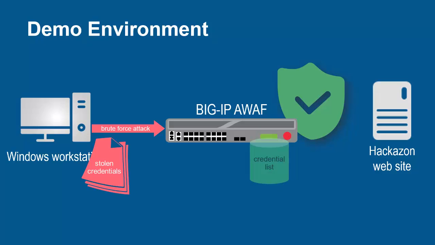BIG-IP Advanced WAF contains a database of known stolen user credentials. The BIG-IP system, using its full proxy architecture, examines every request and can identify when a threshold of stolen credentials have been attempted, and can block all credential stuffing attempts and prevent them from going to the backend web servers.